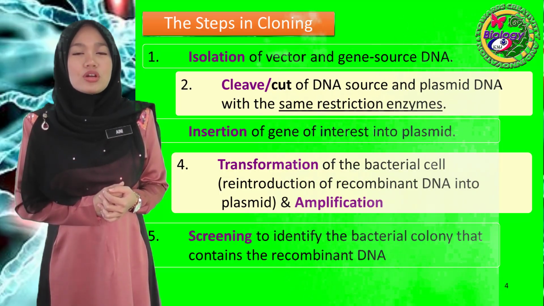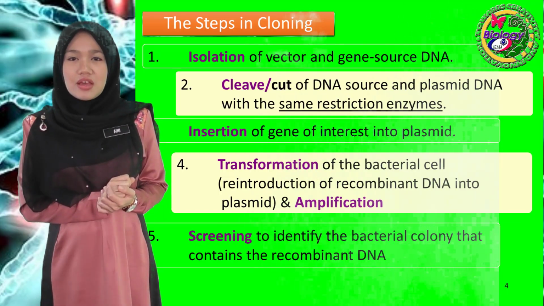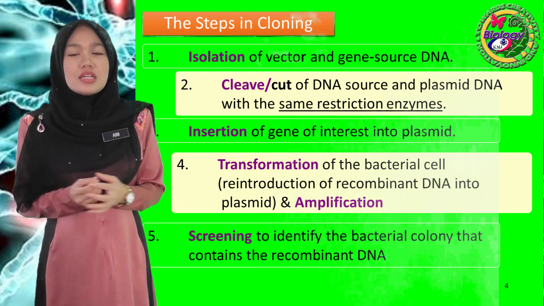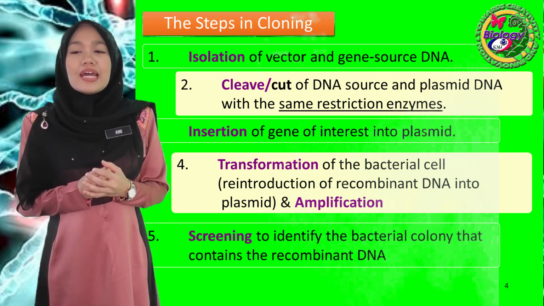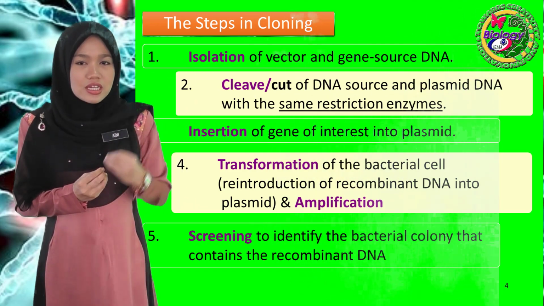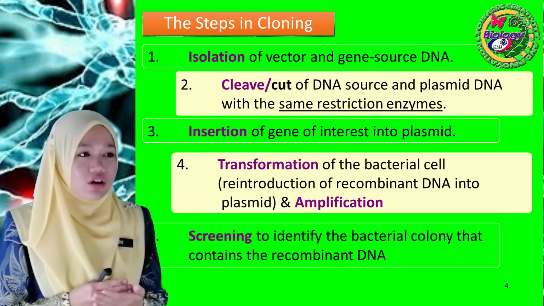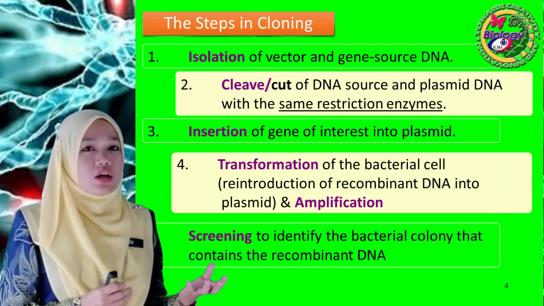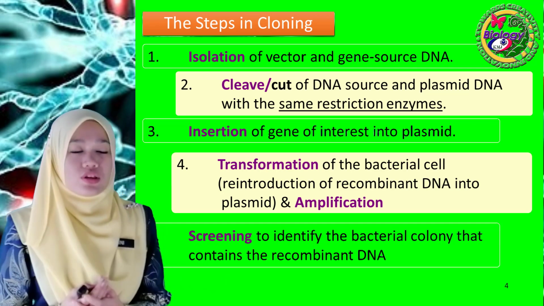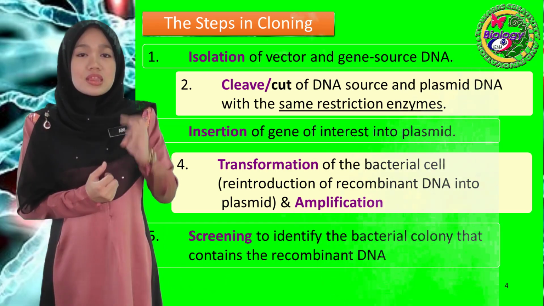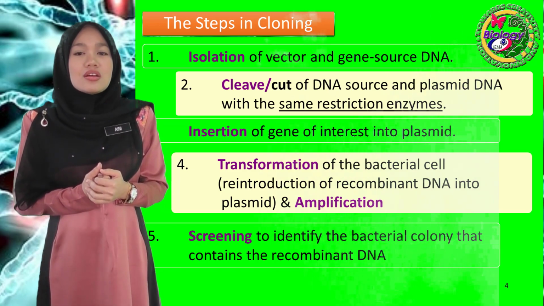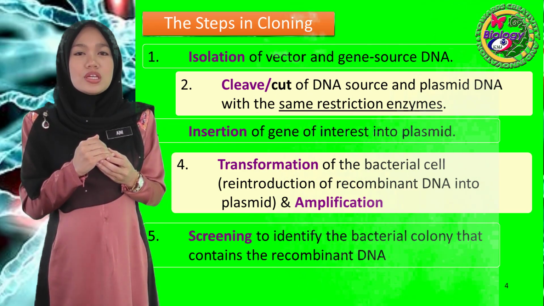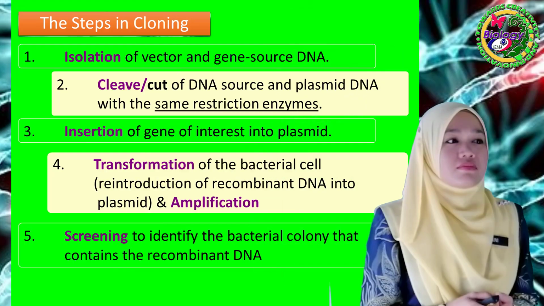Gene cloning is broken down into 5 distinct steps. First is isolation, where a plasmid is isolated from bacteria and the gene of interest from the source DNA. Second is the cleaving or cutting of the DNA, the source DNA and also the plasmid DNA. Both use the same restriction enzyme. Third is the insertion. The gene of interest is inserted into a plasmid by using DNA ligase.